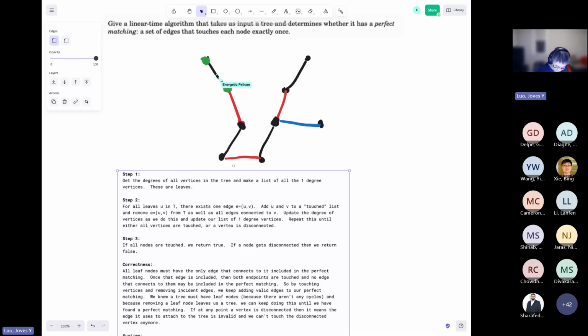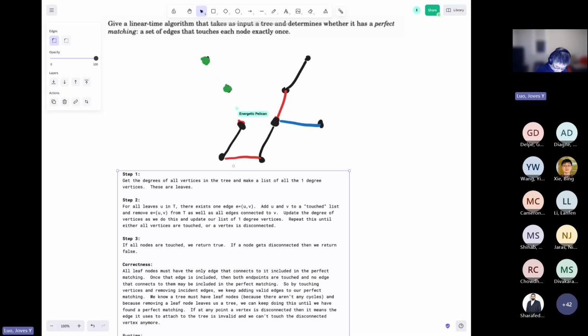Now I can delete this. I no longer need that edge. Okay. I will also delete all edges touching this vertex. So if there's a whole bunch of edges here, none of those edges can be part of my perfect match, right? Because then this vertex can be touched. So I'm going to remove that. Okay.